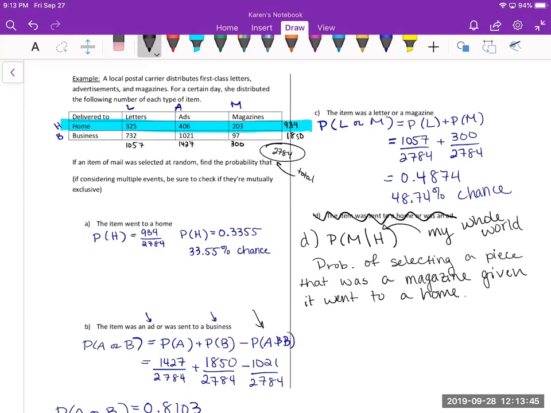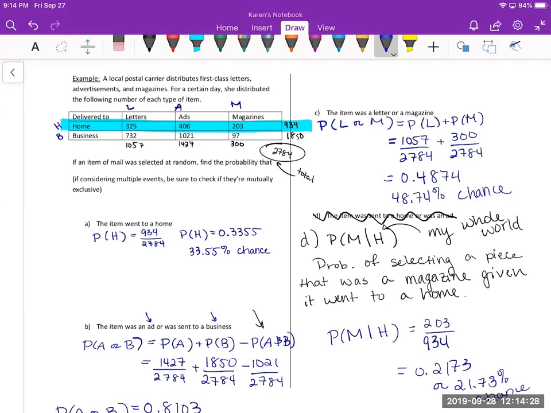So the probability of selecting a magazine, given it was sent to a home, well, of those that were sent to homes, 203 of them are magazines. And the total that I'm considering here, just the ones that got sent to homes, is 934 pieces of mail. That is all I'm considering here. 0.2173 or 21.73% chance of selecting a magazine if we're looking at just the things that are being sent to homes.